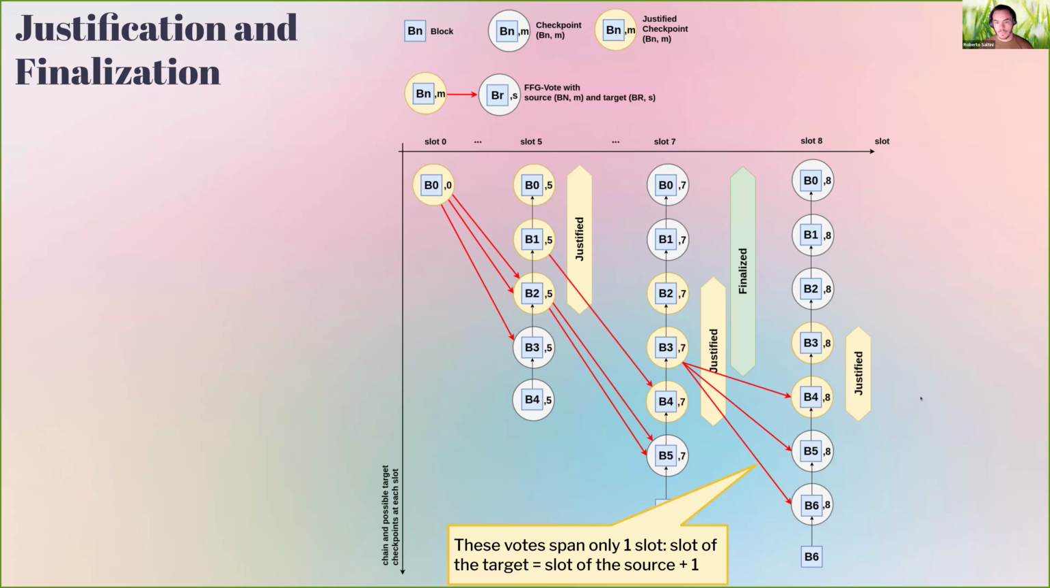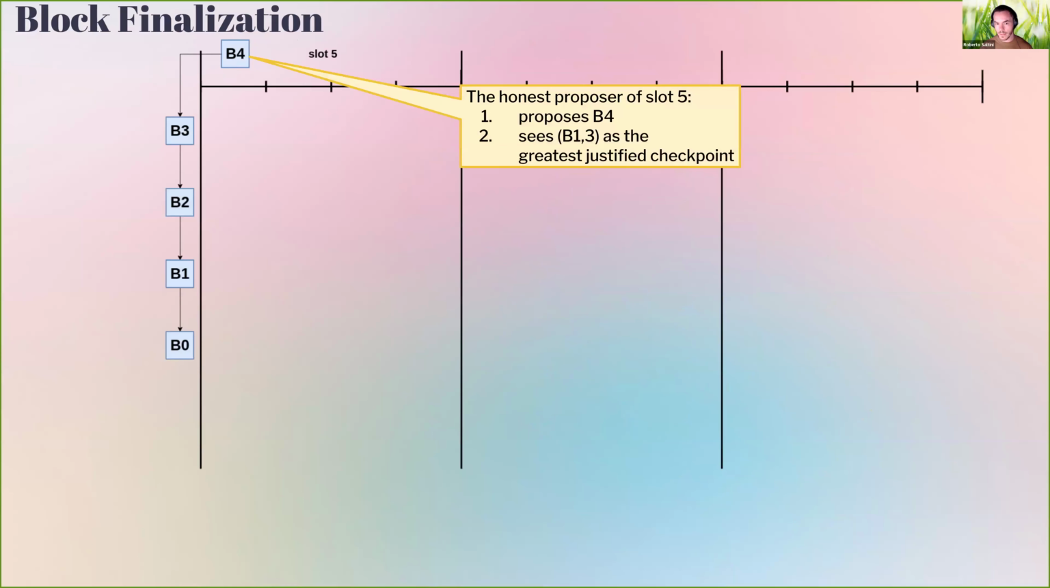Now that I've given you a brief idea of how justification and finalization work, I'll go into details of how a block gets finalized. Suppose we are in this scenario: the proposer of slot 5 proposes block B4, which is a descendant of the chain B3, B2, B1, B0, and assume that the honest proposer at the beginning of slot 5 sees B13, the checkpoint B13, as the greatest justified checkpoint.